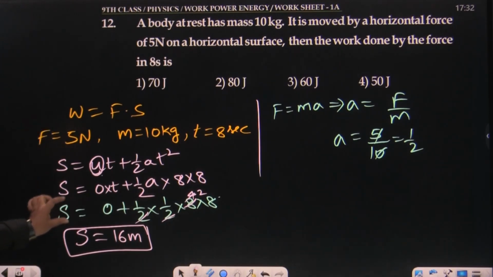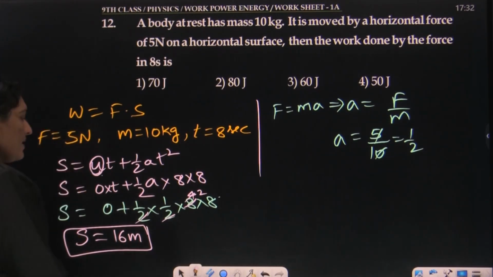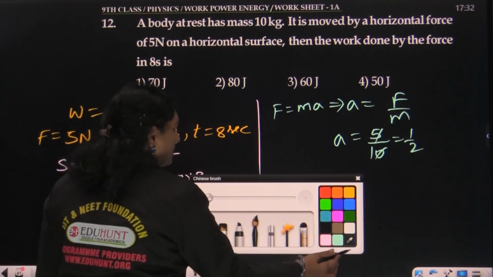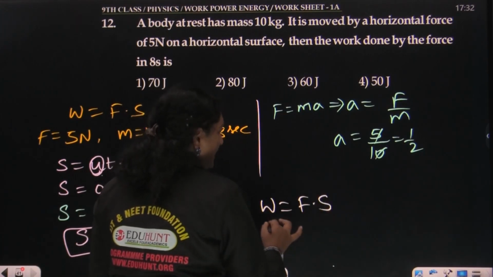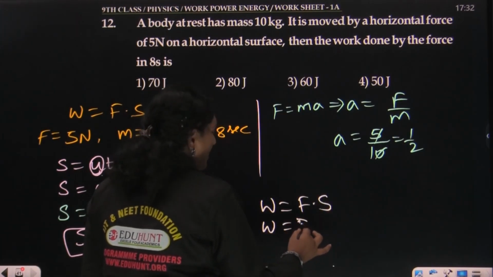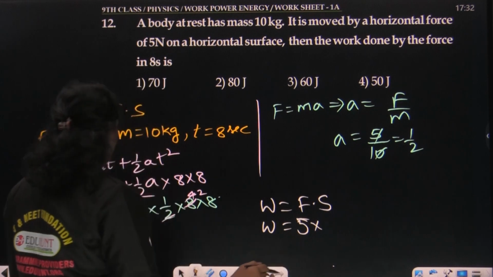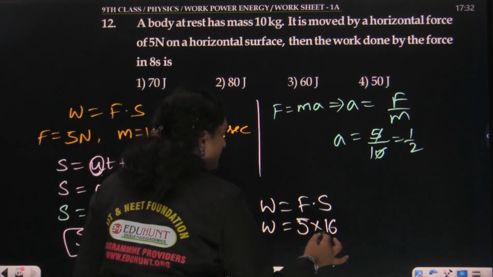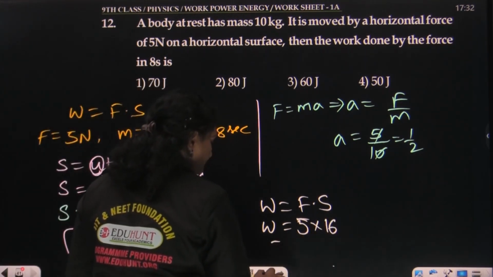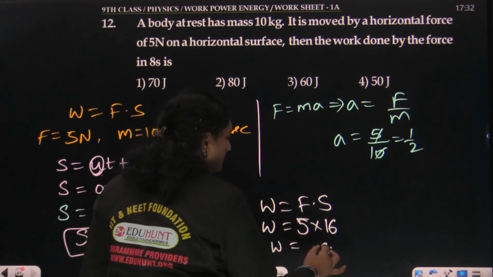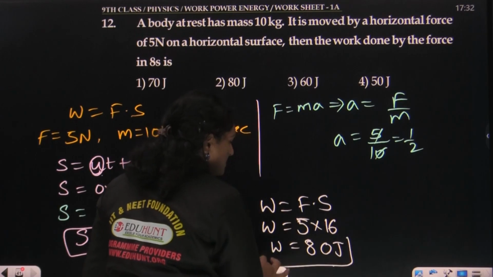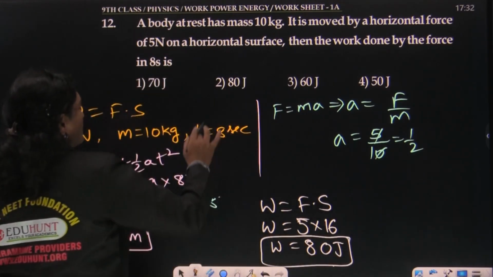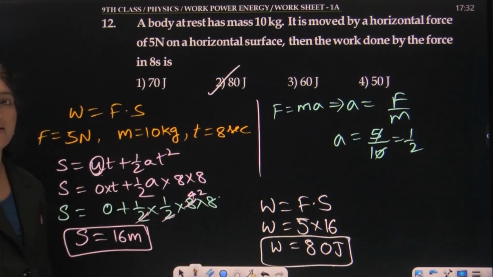If force is 5 Newton and displacement is 16 meters, then the work done by the body is W equal to F dot S, which is equal to 5 times the displacement, 16. So 5 times 16 is 80 joules. So the correct option must be option 2, that is 80 joules.